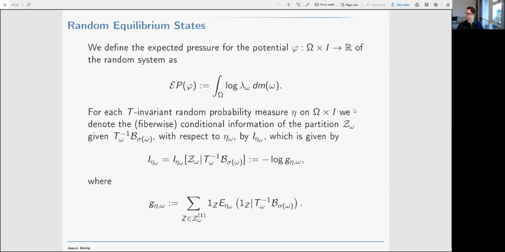And our last bit is we want to talk about random equilibrium states. Okay, so given our potential phi, first we need to define our expected topological pressure, and that is going to be EP of phi, the integral of log lambda omega. And then for each T-invariant random probability measure eta, we can define the conditional information of the partition Z omega given the pullback of the Borel sigma algebra. So we can define this conditional information with respect to eta omega. And here this g eta omega is defined in terms of the conditional expectation with respect to eta omega.